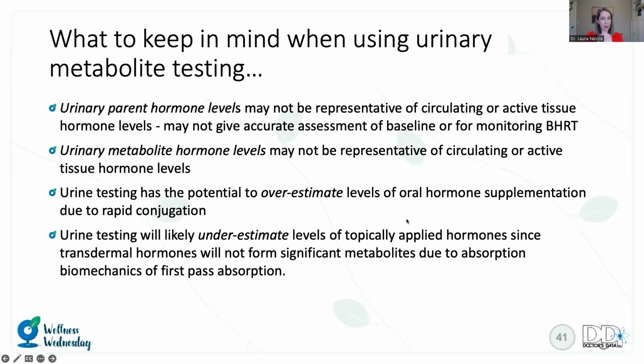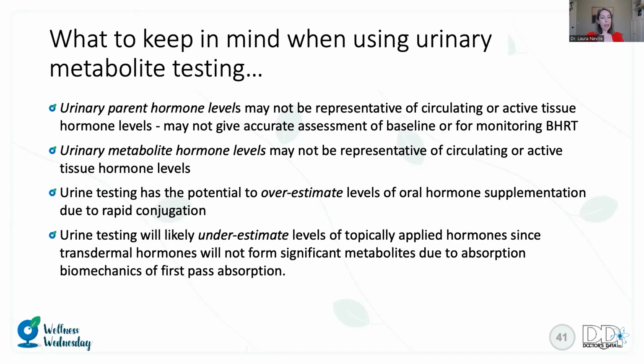So keep in mind when you're using urinary metabolite testing that the parent hormone that you're seeing in the urine is not always going to be representative of circulating or active tissue levels. So I think making that assumption right off the bat is probably a bit of a mistake. It might be that this patient has high levels of estrogen at their tissue, therefore they're high in the urine. It may be that, but not always. And I think there's a few different steps that happen before the tissue reaches the urine. So we have to take that into account.